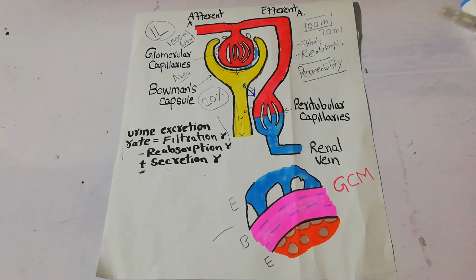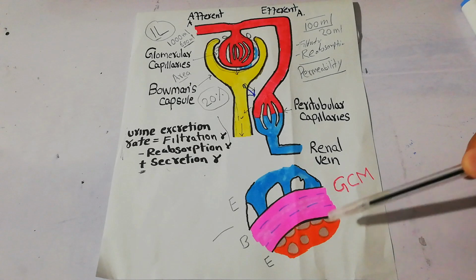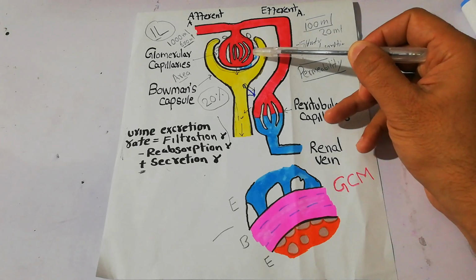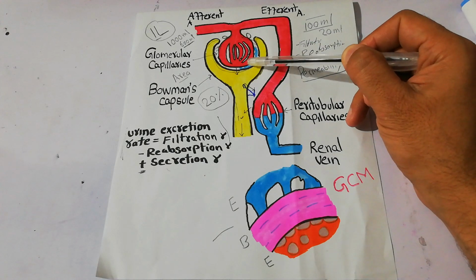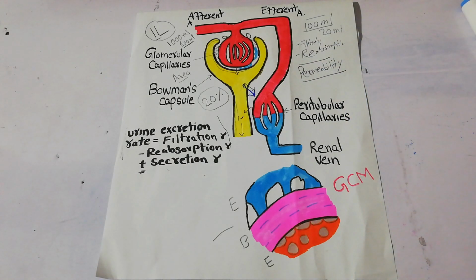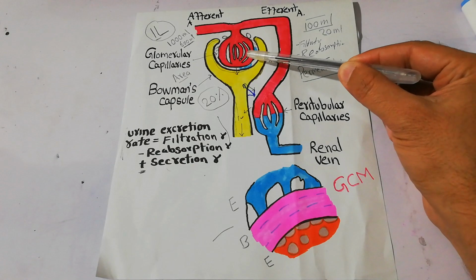Today in this lecture, we are going to talk about the glomerular capillary membrane, which is basically the membrane through which the filtration occurs. Here is the glomerular capillary membrane. Here is the glomerulus, and here is the glomerular capillary membrane. Basically, we have started discussing the process of urine formation, and we have discussed that the process of urine formation starts with filtration at the glomerulus.